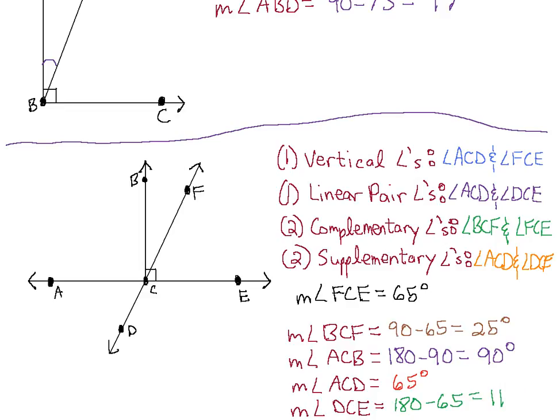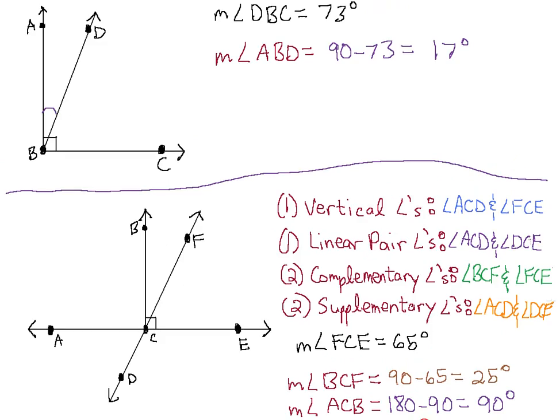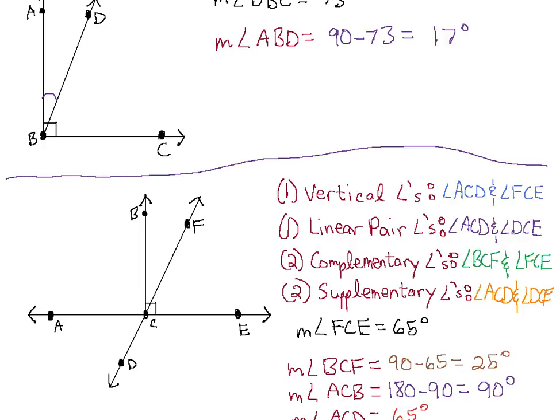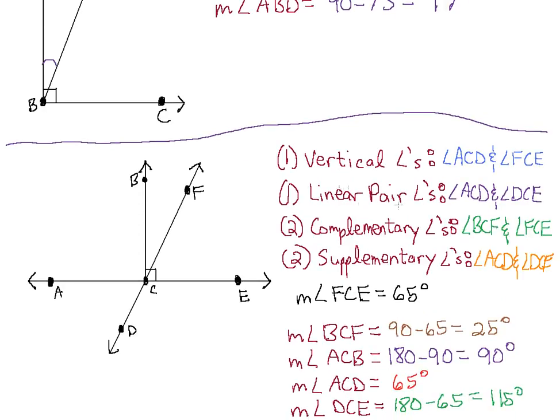Okay, so fairly straightforward, just using what we know about complementary and supplementary angles, and also linear pairs of angles. We know that those are the same thing as supplementary angles. And then vertical angles, we know that those are the opposite angles, the non-adjacent angles, when we have two lines. And by definition, we know that those are congruent.